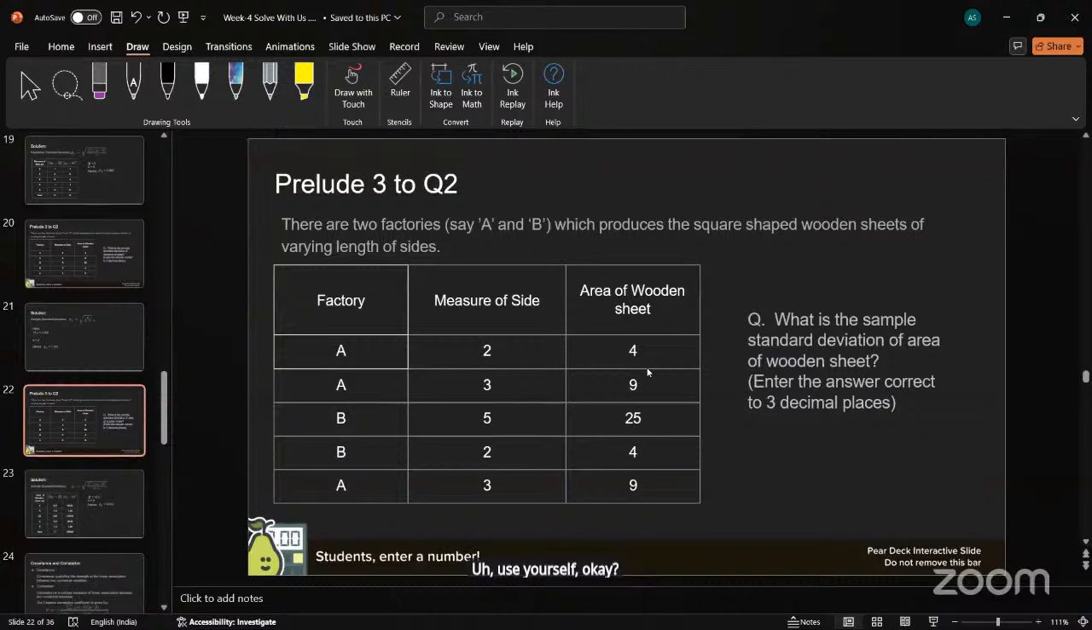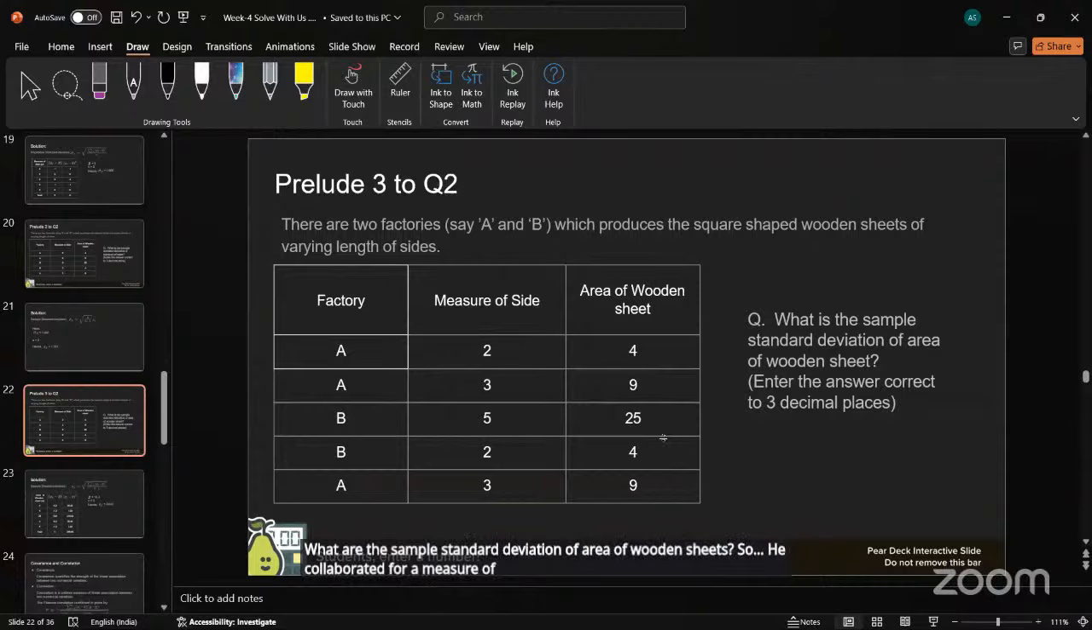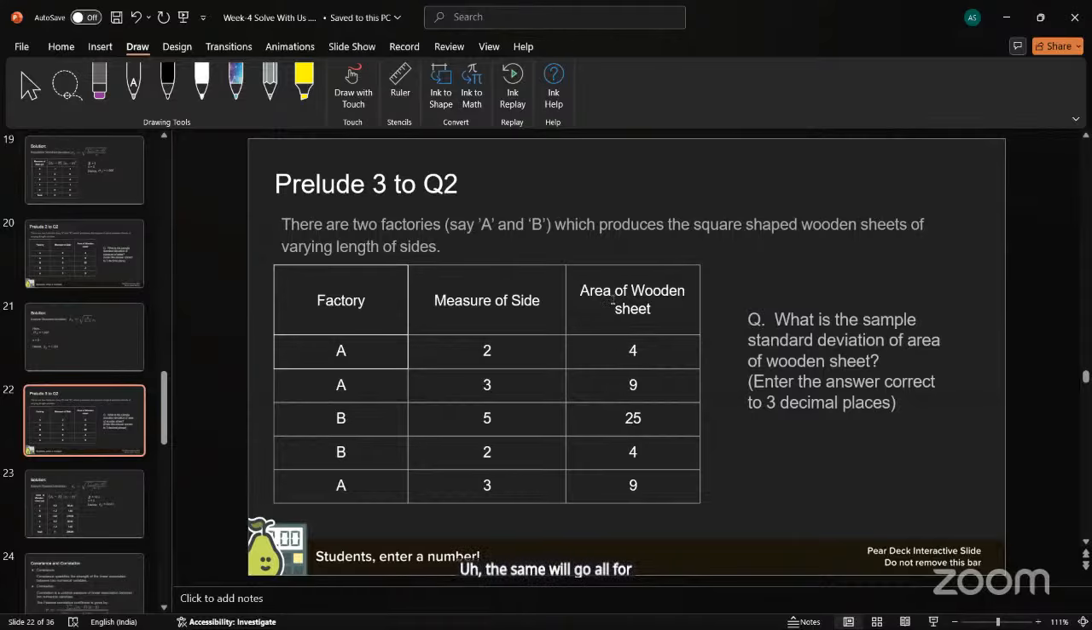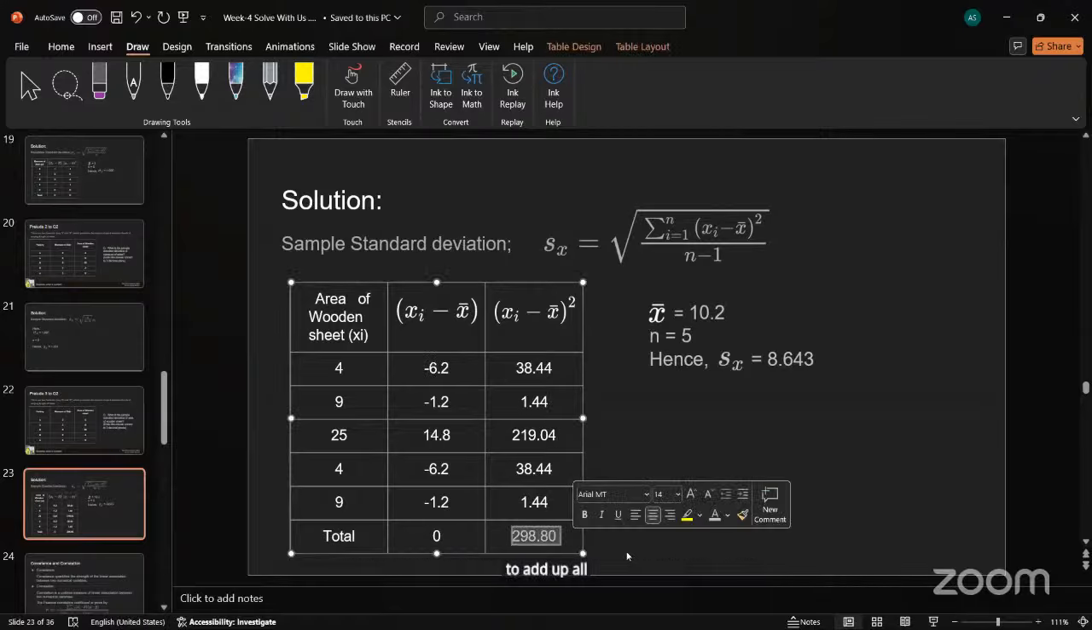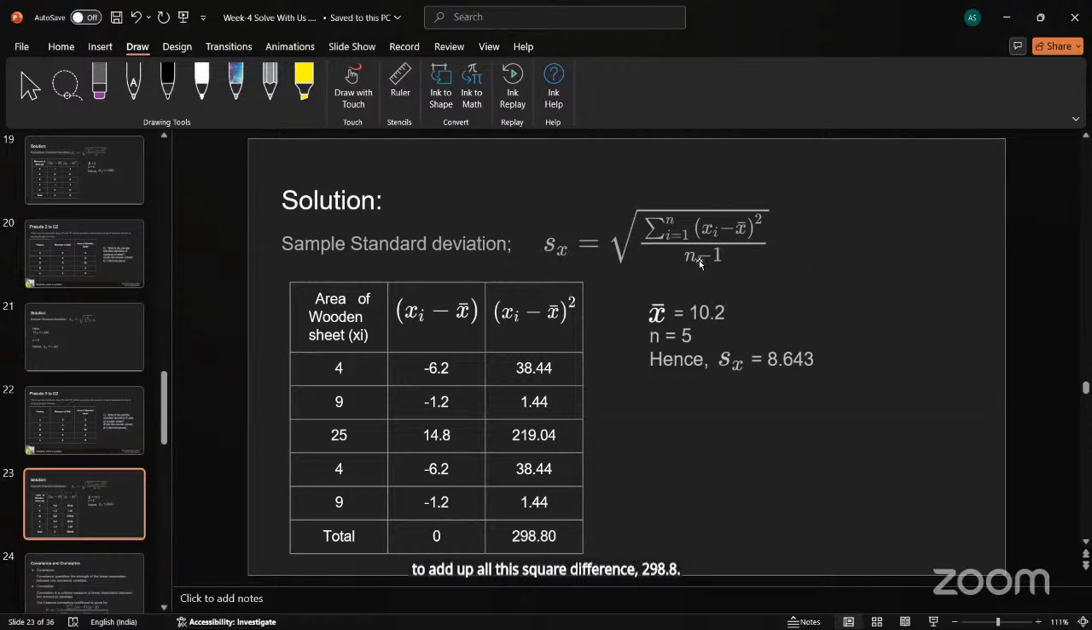What is the sample standard deviation of the area of wooden sheet? So we calculated for measure of sides. The same will go on for the area of wooden sheet also. Here you can see the area of wooden sheet. You calculate the mean first and then the difference. From this difference you calculate the square difference, right? You add up all these square differences, 298.8, and divide by n minus 1. It's the sample standard deviation. If anyone needs an explanation for this again, let me know.